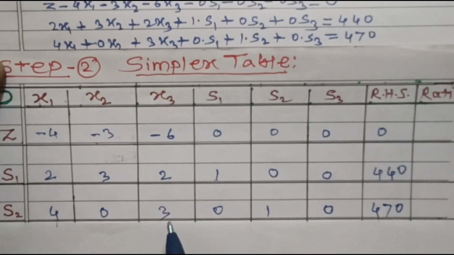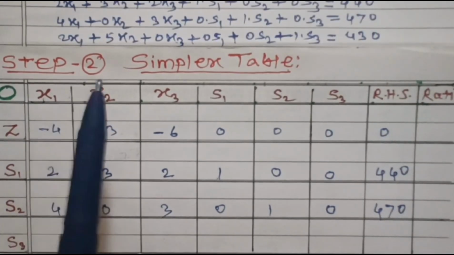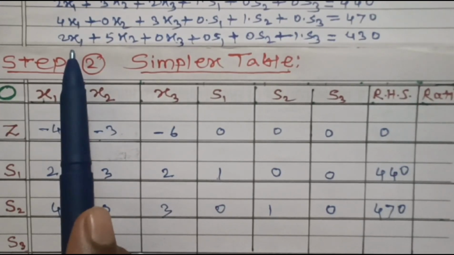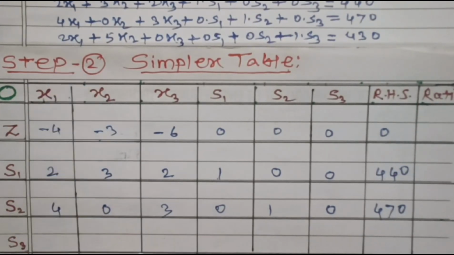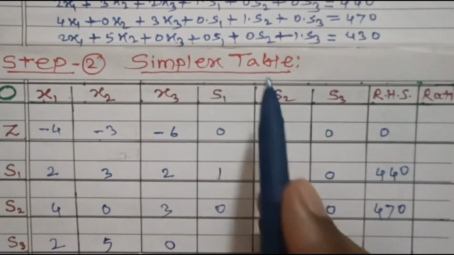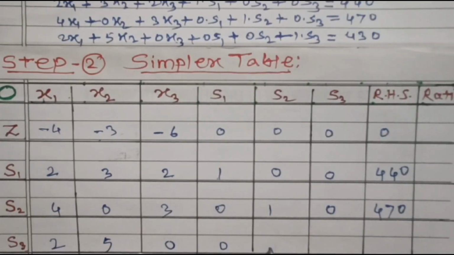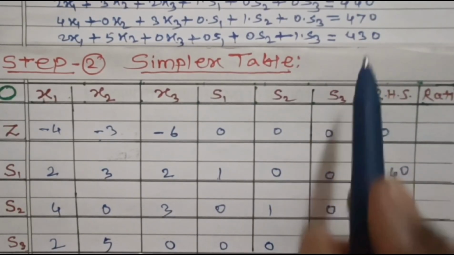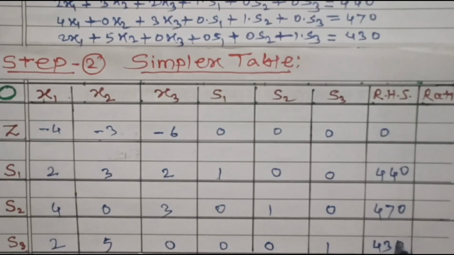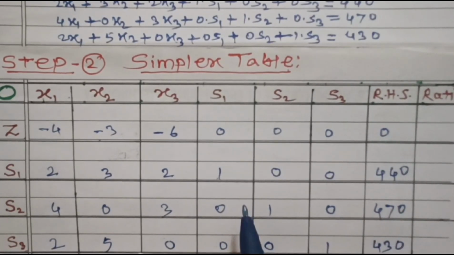Now similar to this, the next row: coefficients of the third equation, which is obtained from the third constraint. The coefficient of x1 is 2, we can put here, the coefficient of x2 is 5, put here, the coefficient of x3 is 0, put here, the coefficient of s1 is 0, s2 is 0, and the coefficient of s3 is 1, and the constant term is 430. In this way, the 0th iteration table is prepared.